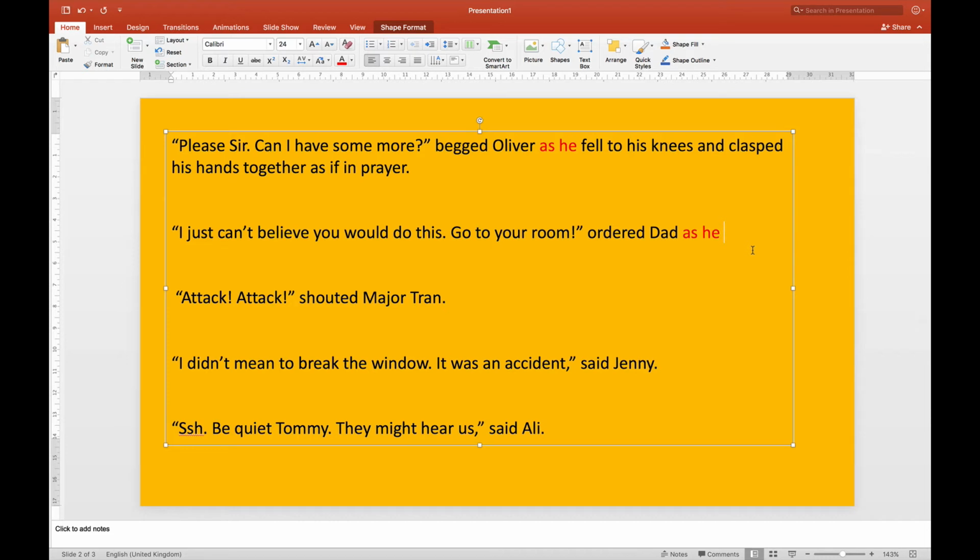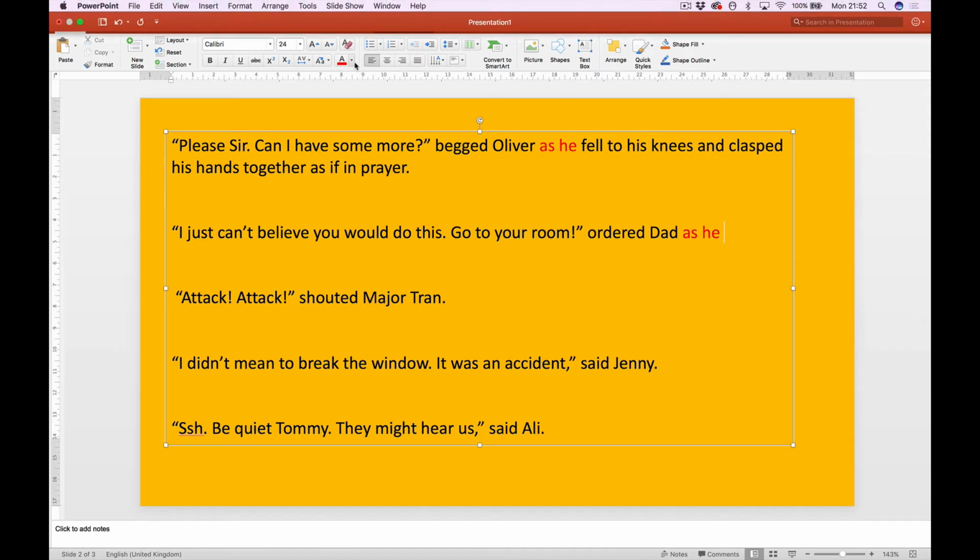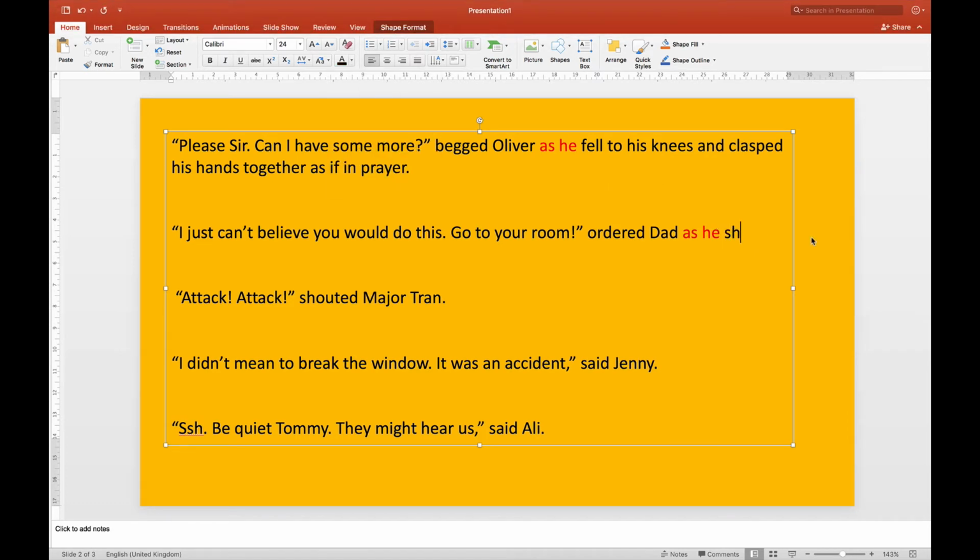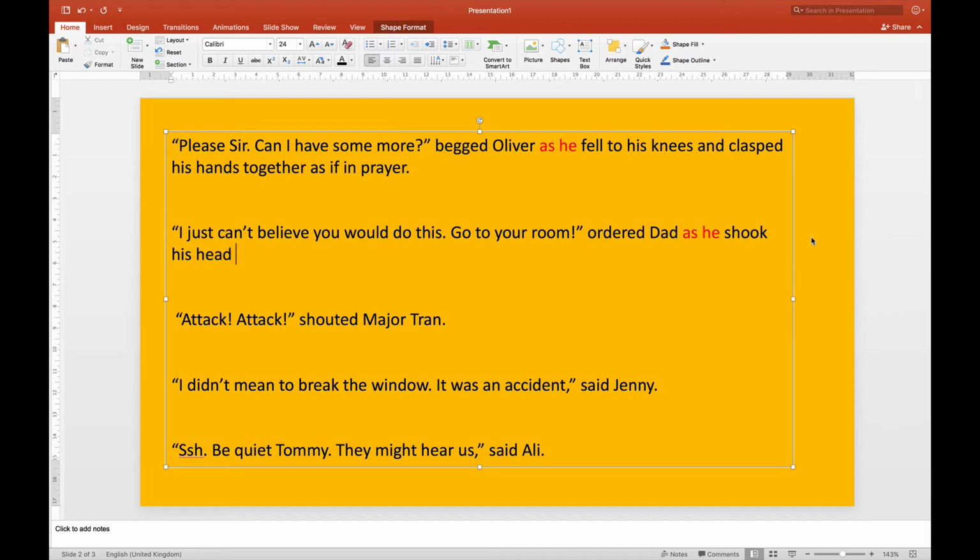pointing to the door. Yeah, so he's getting cross as he raised his voice and pointed to the door. Oh, he's shaking his head in disappointment. That's a good one, isn't it? As he shook his head with disappointment, or disappointedly. We could just put disappointedly. As he shook his head disappointedly and pointed towards the door. Job done.